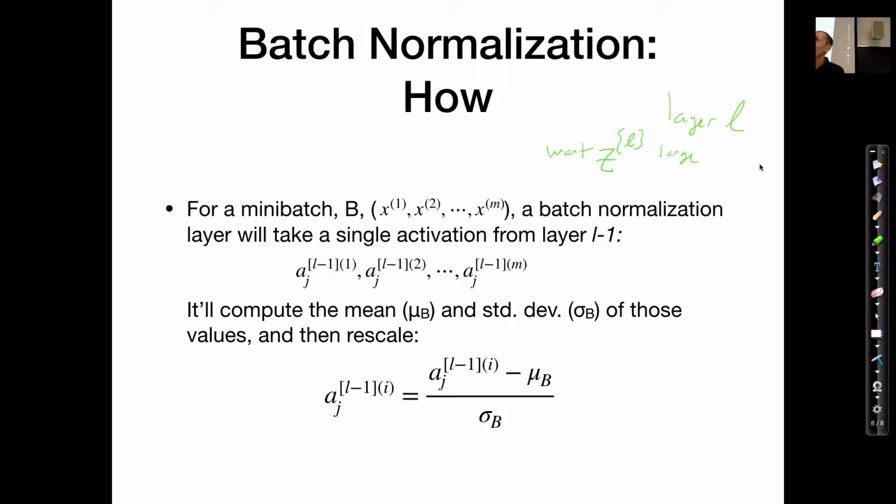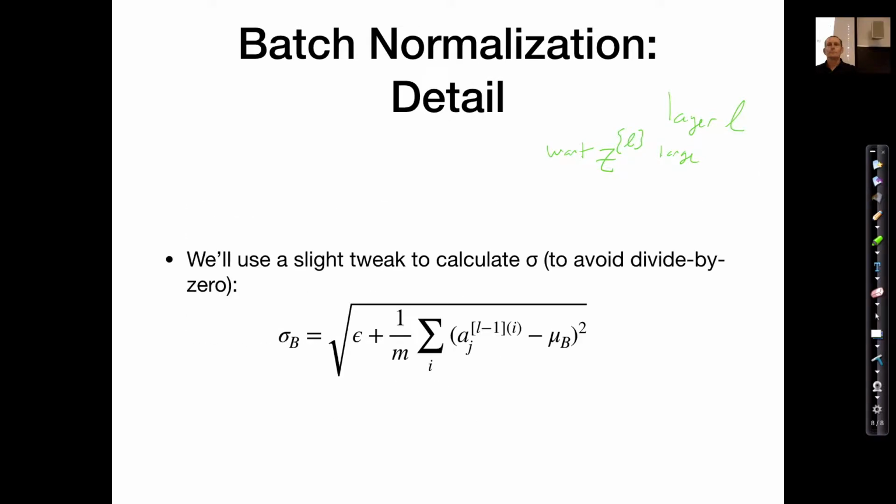So we do one more thing. Oh, sorry, one very slight detail. When we're calculating the standard deviation, rather than just taking the sum of squares and the square root, we're going to throw in an epsilon here just in case, to prevent any divide by 0. So that's just a small, slight thing that doesn't matter too much.